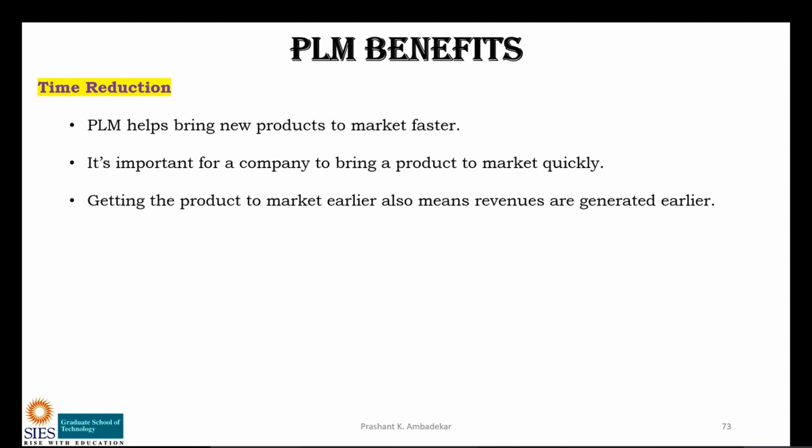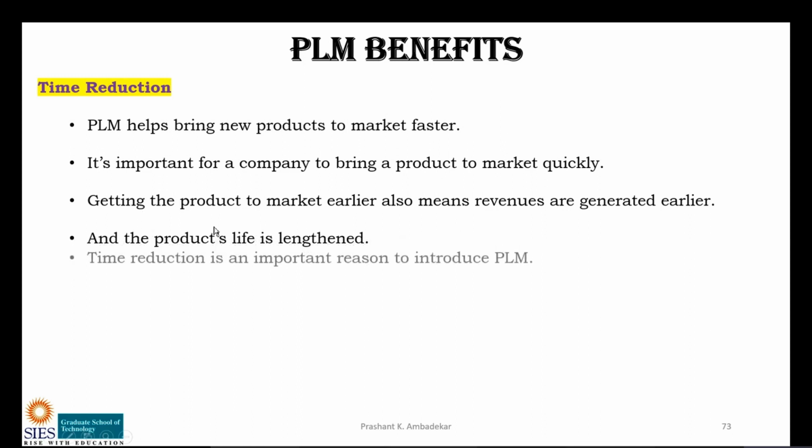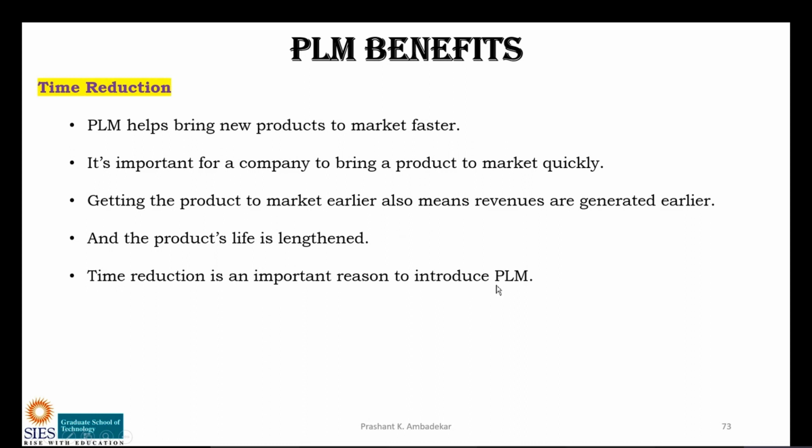Getting the product to market earlier also means revenues are generated early. If the product comes to the market 1 year late, then there is a loss of 1 year in the product revenue. Also, the product's life is lengthened. If the product comes to the market earlier, then its life is lengthened; otherwise it will be an old product in the market. Time reduction is an important reason to introduce PLM. So PLM means time has to be reduced. One of the factors when PLM was introduced is time reduction.